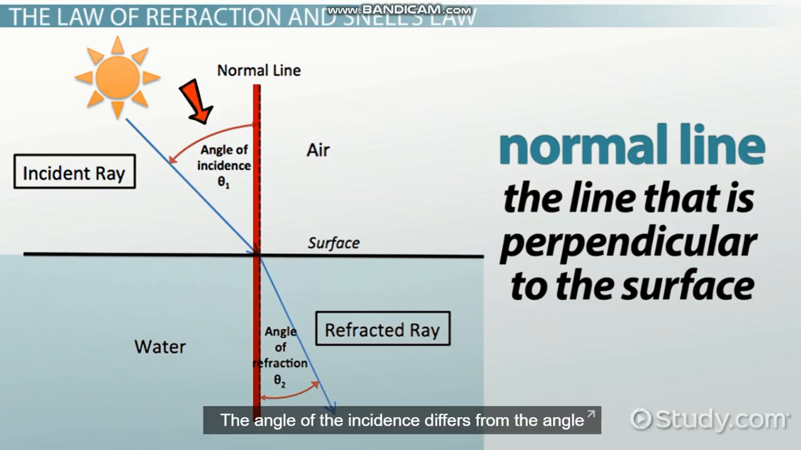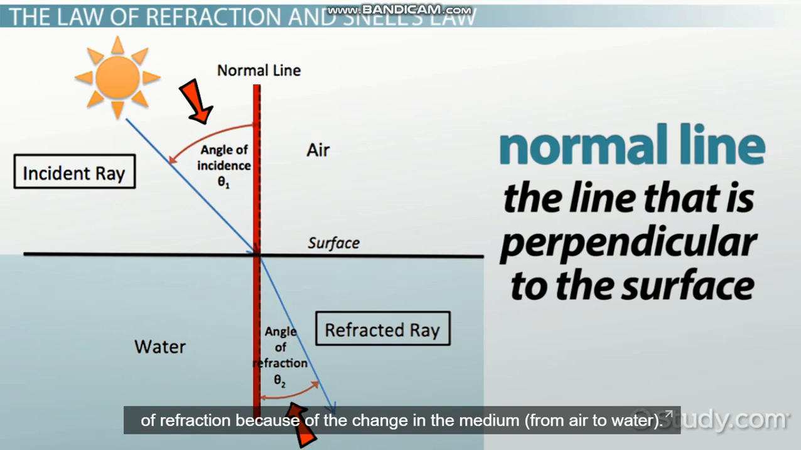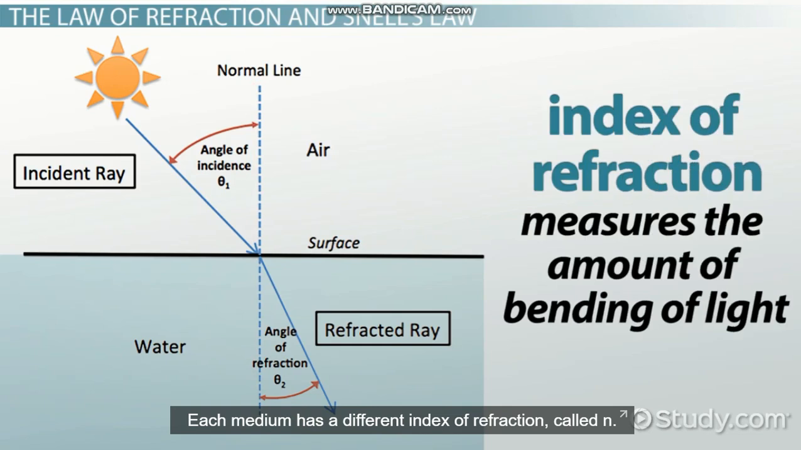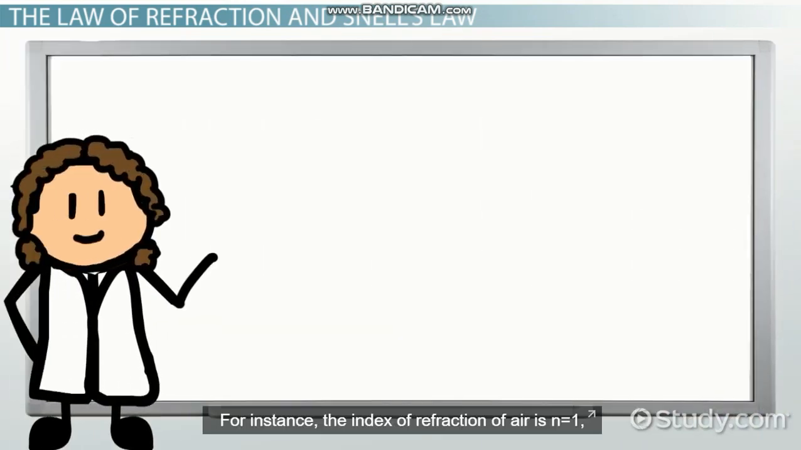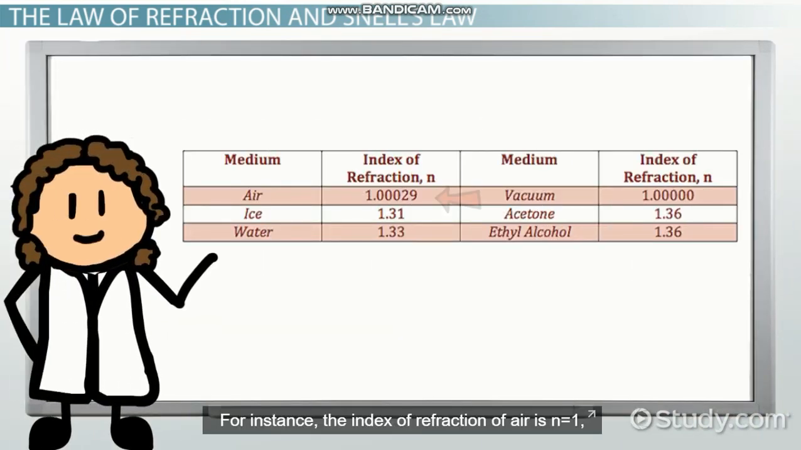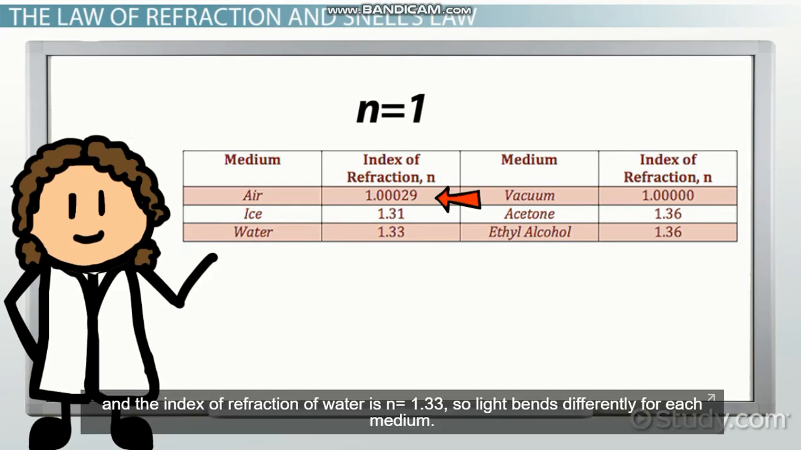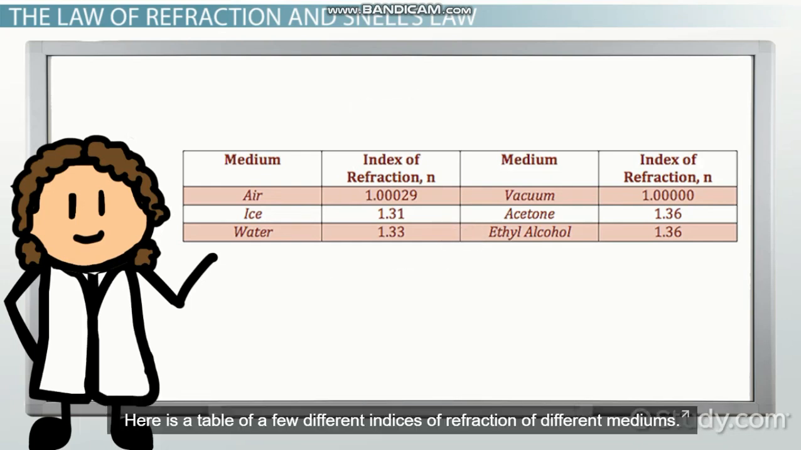The angle of incidence differs from the angle of refraction because of the change in the medium from air to water. Each medium has a different index of refraction called n. The index of refraction measures the amount of bending of light. For instance, the index of refraction of air is n equals 1, and the index of refraction of water is n equals 1.33. So light bends differently for each medium. Here's a table of a few different indices of refraction of different mediums.